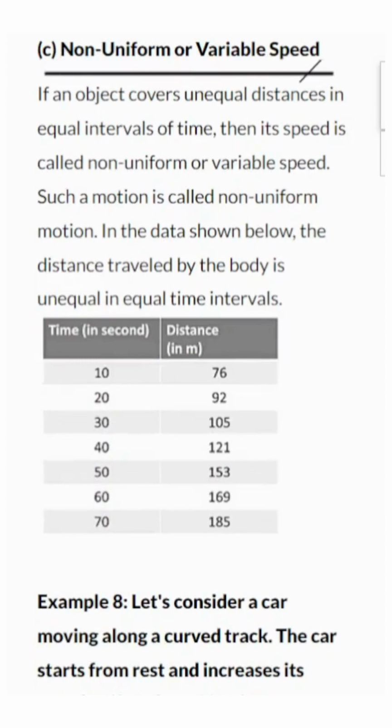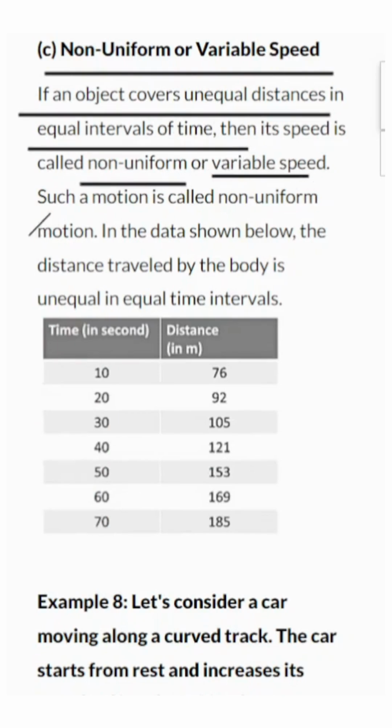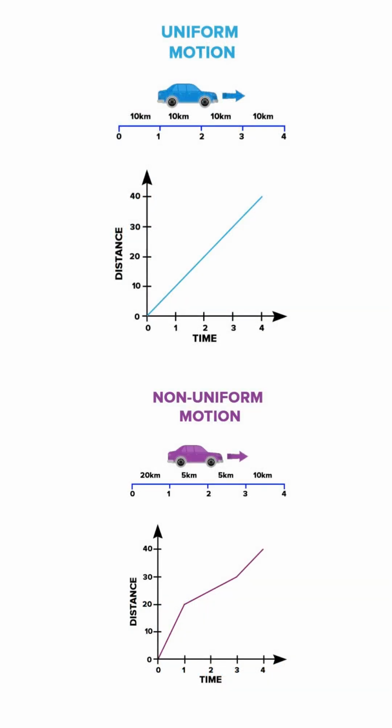Non-uniform or variable speed. Lastly, let's touch on non-uniform or variable speed. When an object covers unequal distances in equal intervals of time, we call it non-uniform or variable speed, and this type of motion is called non-uniform motion. Think of it like this: if you're driving, and your speed keeps changing every few seconds, that's non-uniform motion.